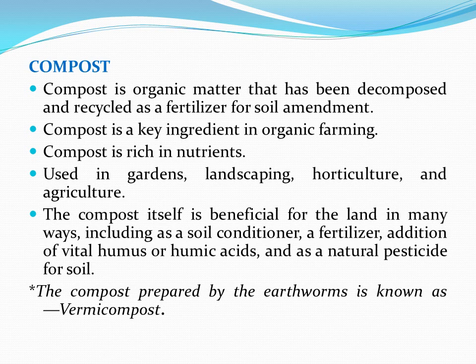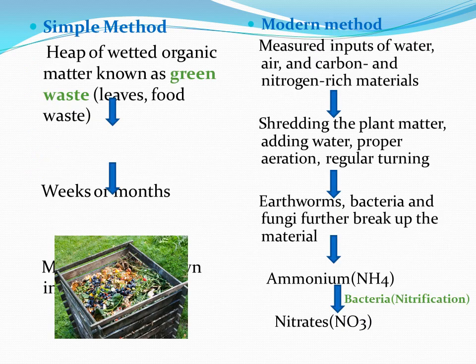Compost itself is very beneficial for the land in many ways. It acts as a soil conditioner, a fertilizer, it adds humus to the soil and also acts as a natural pesticide for the soil. The compost which is prepared by the earthworms is known as vermicompost. Now there are two methods of preparing this compost.